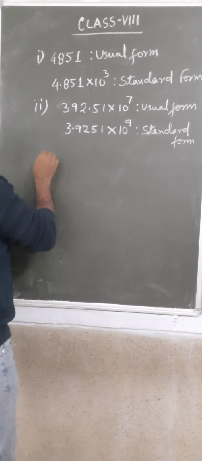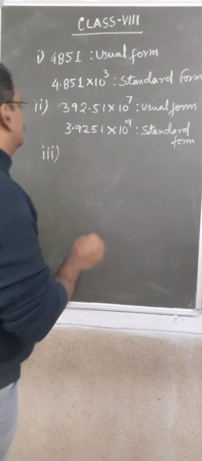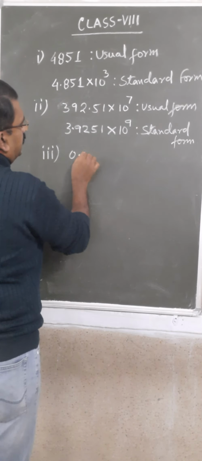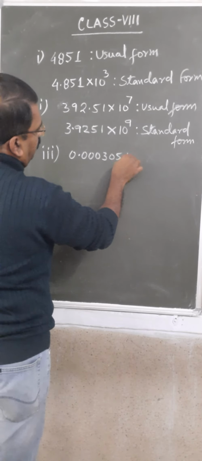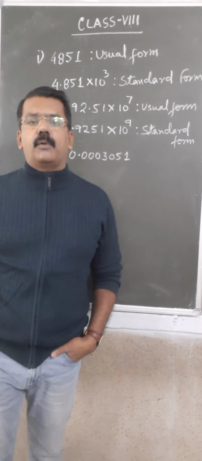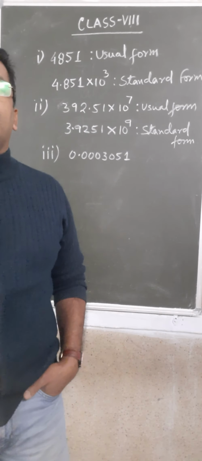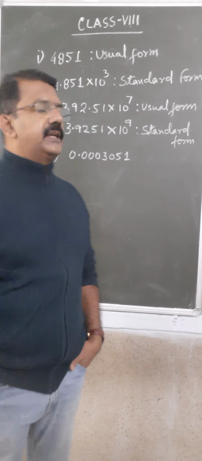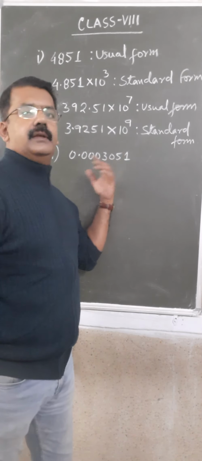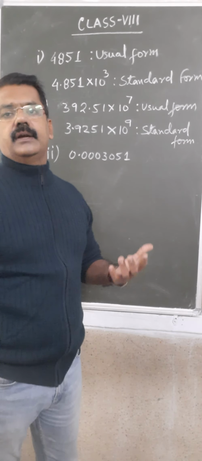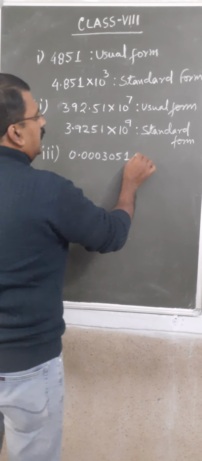Now one more example. Suppose there is a number 0.000351. Once again, this number is not in the standard form. It is in the usual form, because you see this number does not lie between 1 and 10. So this is in the usual form.